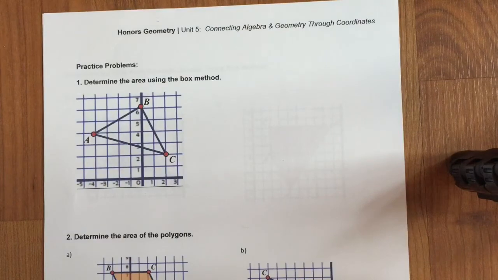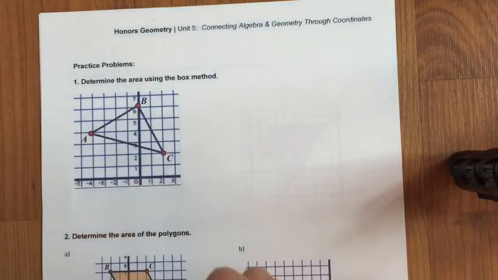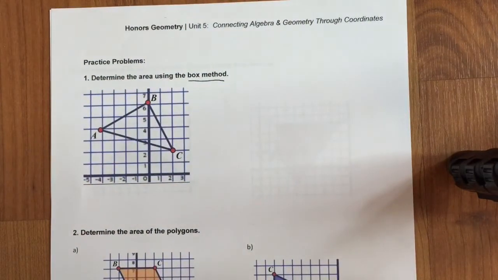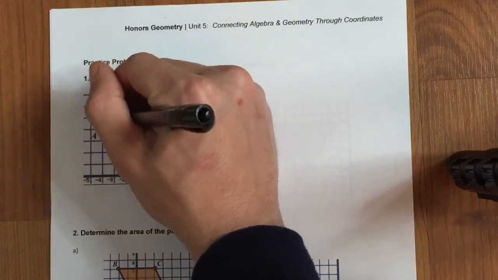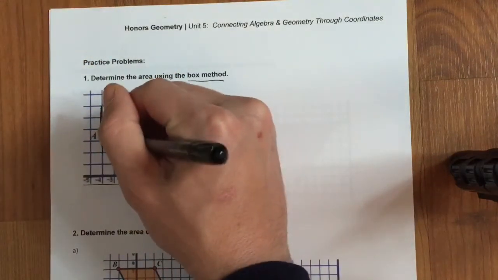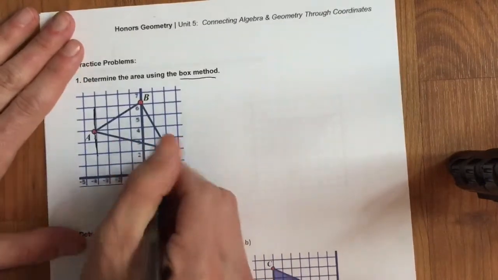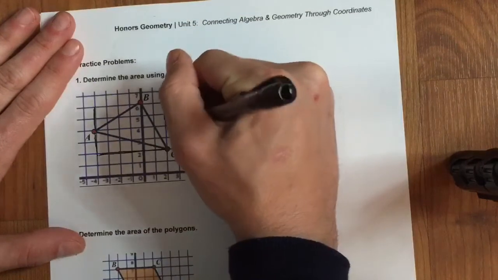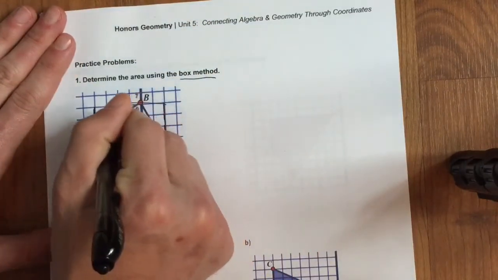Next, we're going to find the area using the box method. For anyone that doesn't recall, the box method is a way we calculate the area. We're basically going to draw a box that encloses the shape, and we want to draw the smallest possible box to enclose the shape. So, look at this triangle. The way we can enclose the shape is by drawing a box like this. Notice, by creating a box, I'm creating a rectangle, and calculating the area of a rectangle is very simple for us.